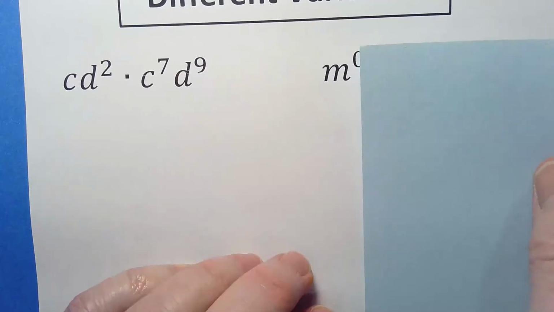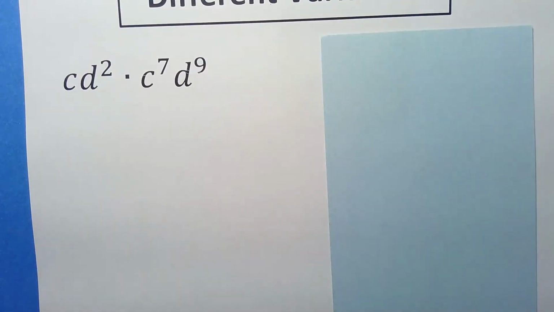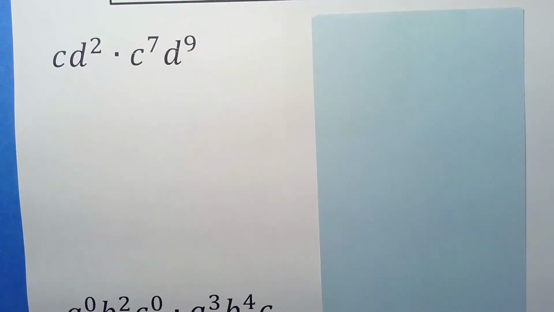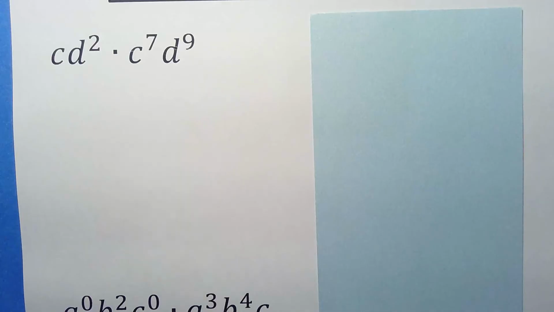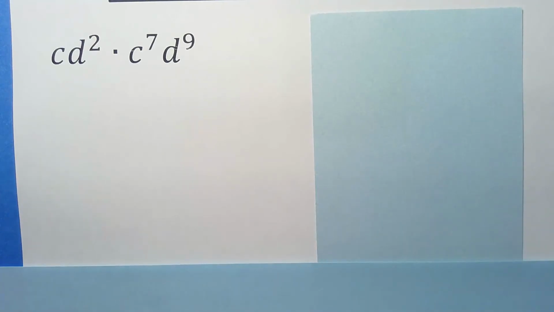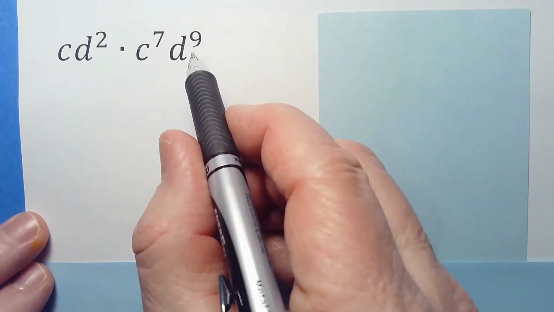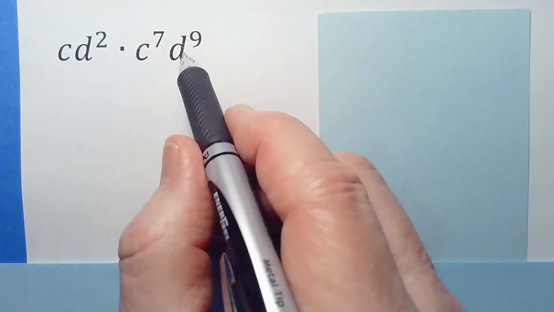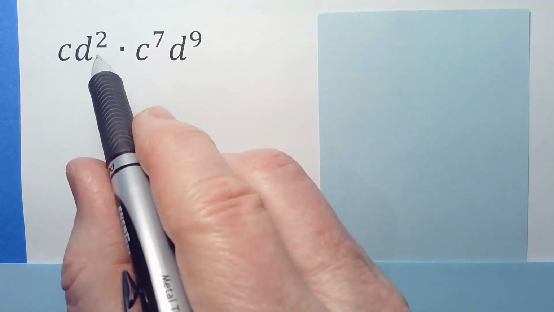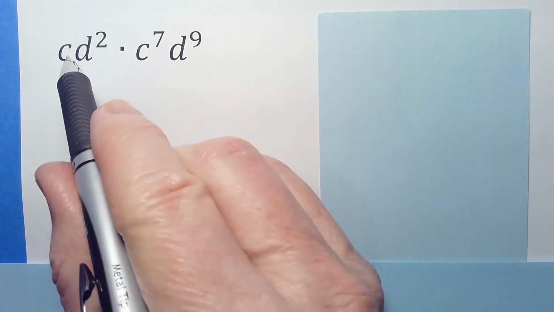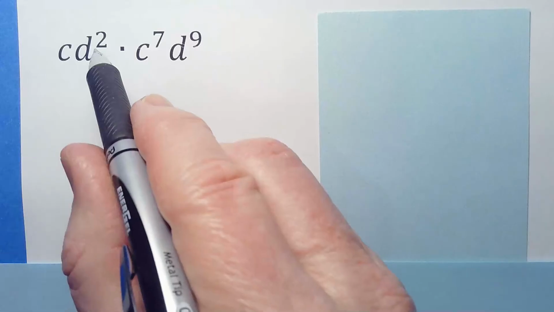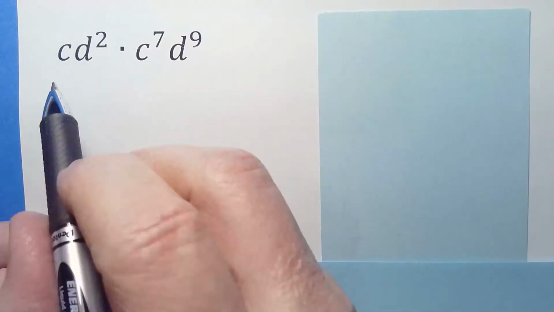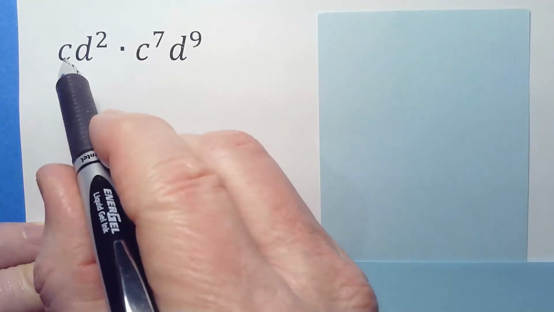Now, just so we don't get confused, I'm going to cover up this one. I just want to do this one on the left here first. So I've got this right here, which is c d squared times c to the seventh d to the ninth. Now, I know what would happen if I had just the c's and just the d's. Now, these are different variables, though. So this is not c d to the third or something like that. I can only combine them when they are the same base.